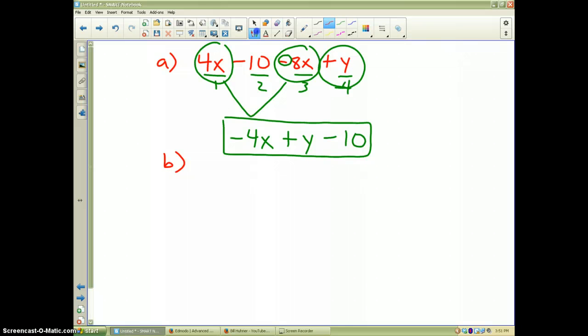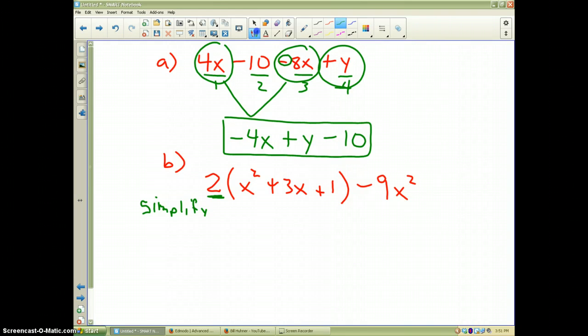Let's look at a different type of example. Letter B. Let's say I have 2 parenthesis x squared plus 3x plus 1 parenthesis minus 9x squared. Well, in this particular problem, we need to get rid of the parentheses first. That's always the first rule when simplifying. So in order to simplify, to get rid of parentheses, you all know you need to distribute the 2. So 2 times x squared makes 2x squared. 2 times 3x makes plus 6x.